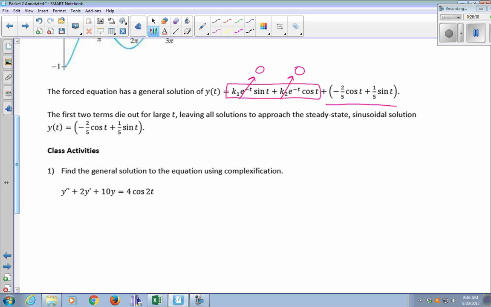All right, so for number 1, I asked you to do it using complexification. I don't care. Just do one of these problems with complexification so you can practice it. You can use the other method too if you like it.